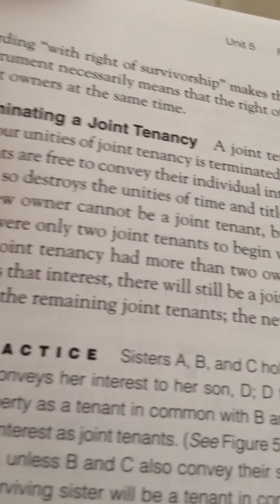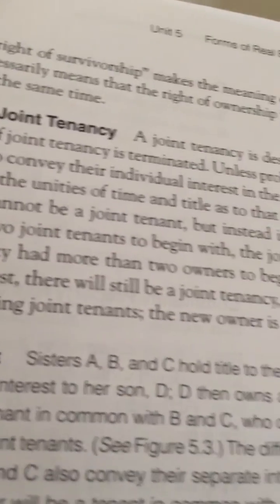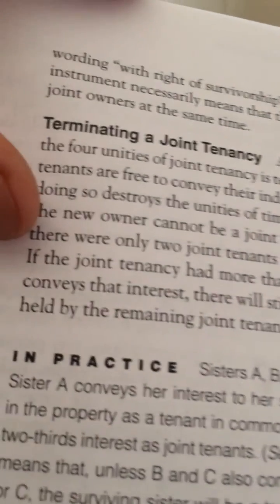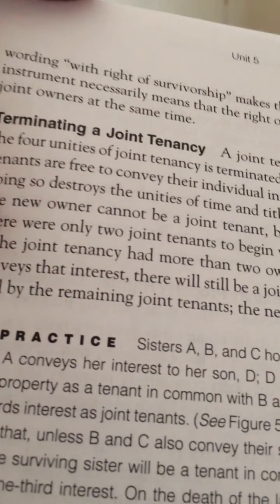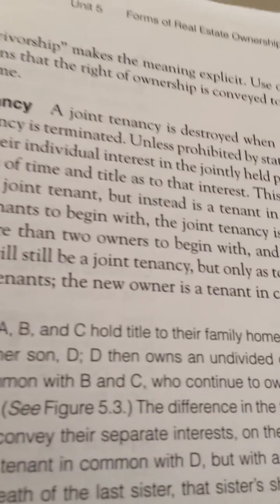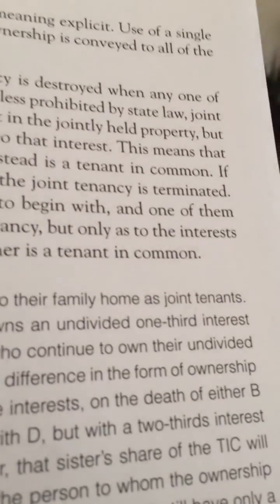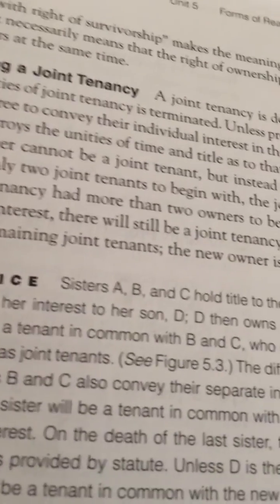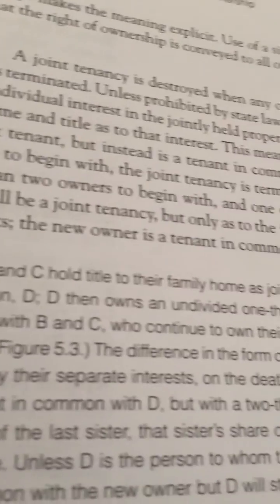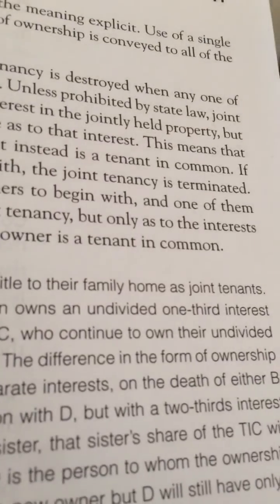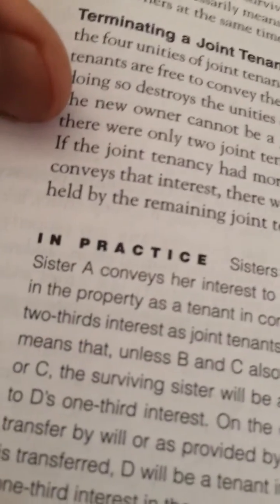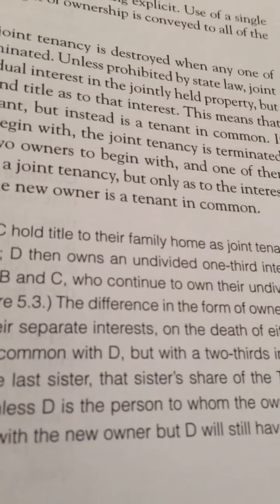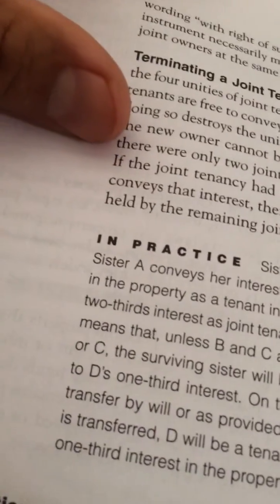If there were only two joint tenants to begin with, the joint tenancy is terminated. If the joint tenancy had more than two owners to begin with, and one of them conveys that interest, there will still be a joint tenancy, but only as to the interests held by the remaining joint tenants. The new owner is a tenant in common.